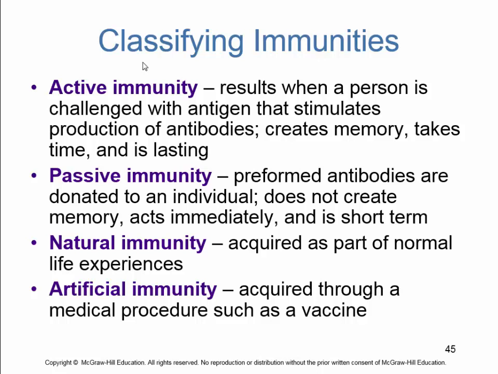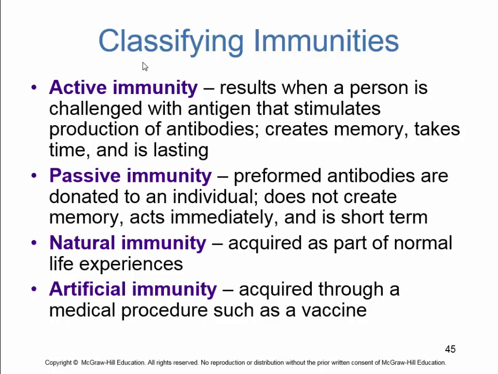As a consequence, active immunity is considered long-lasting. It takes time to create this memory, and so it is much more delayed than that of passive immunity. Passive immunity provides preformed antibodies, so there's no delay for making memory and it acts immediately, but it only acts for a short period of time.